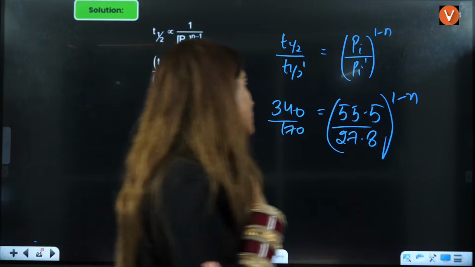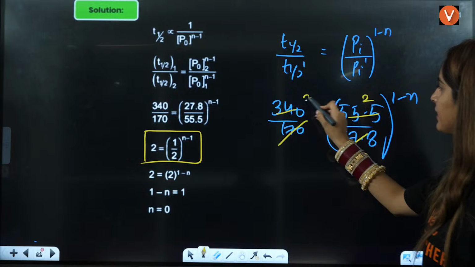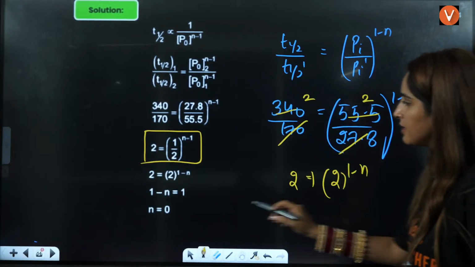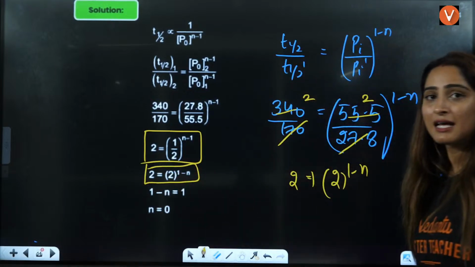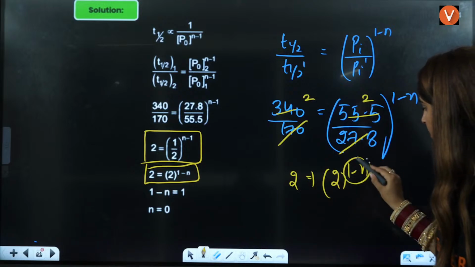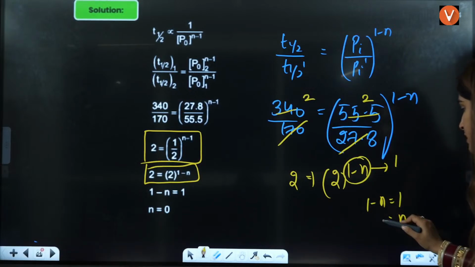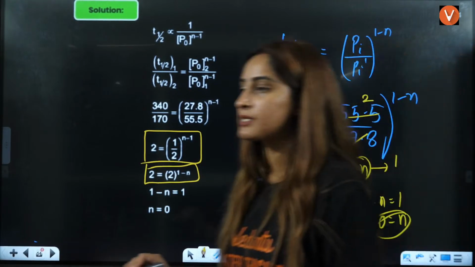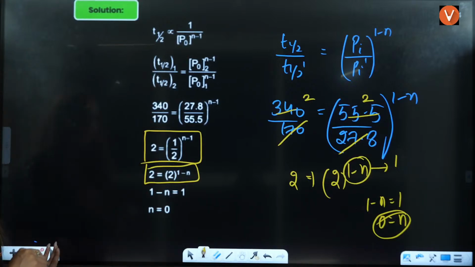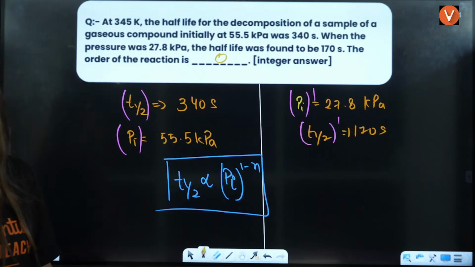Because this is approximately double, this is approximately 2 times, and this is also approximately double. So 2 is equal to 2 raised to power 1 minus N. This is what we got. If 2 is equal to 2 raised to power 1 minus N, that means the value of this should be equal to 1. 1 minus N is equal to 1 only when N is equal to 0. That means the order of the reaction is 0 in this case. So N is equal to 0 is the correct answer. You can just write here, 0 is the correct answer.